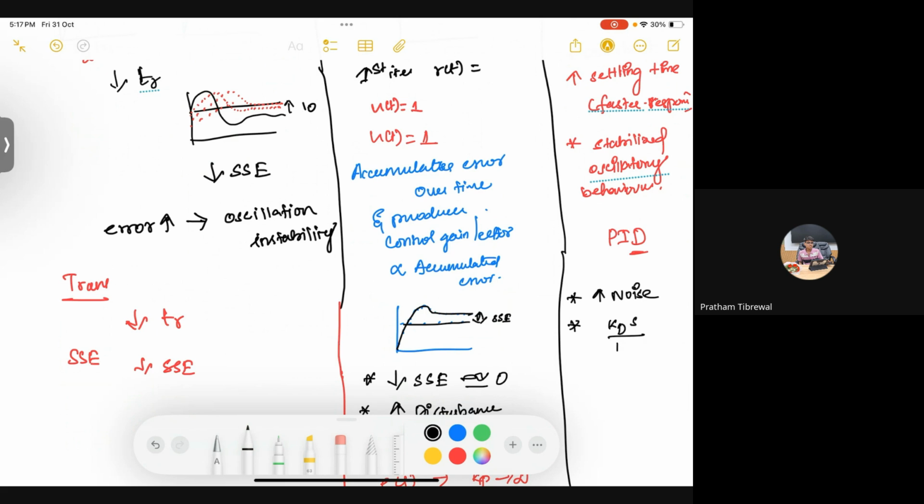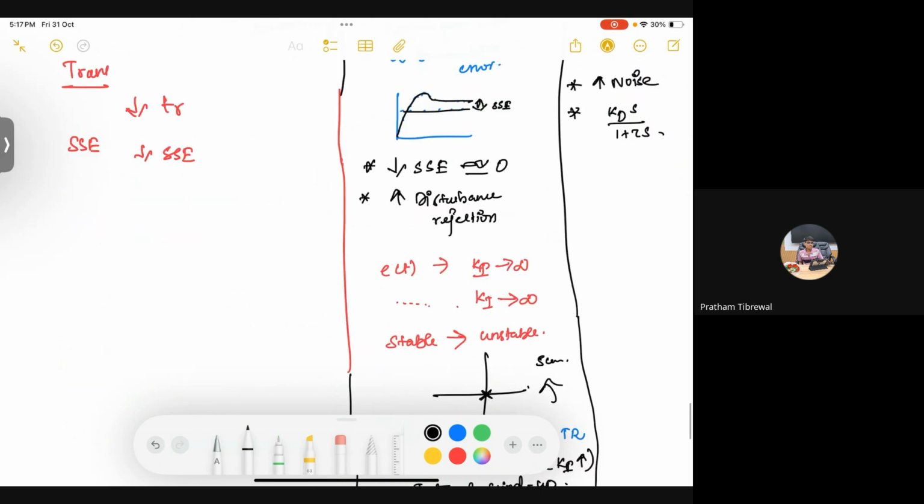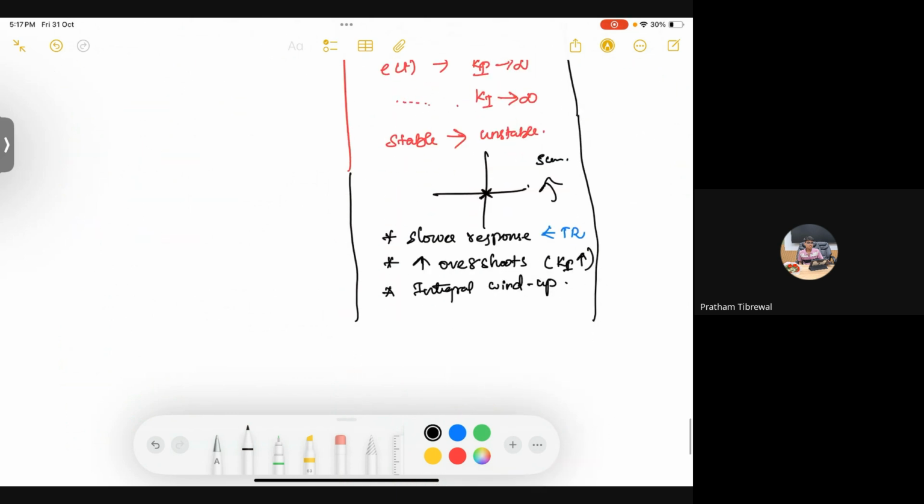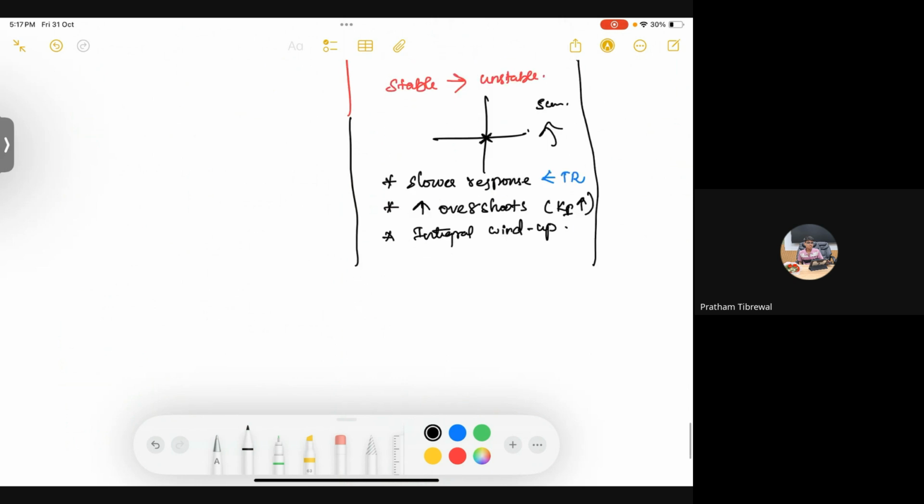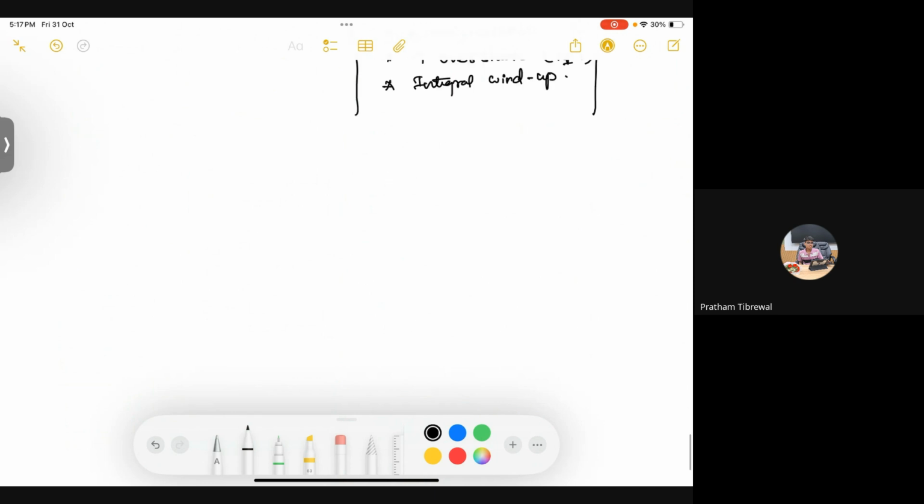K_D s divided by 1 plus tau s. We have to implement it a little differently than that. It should be a filtered derivative, not a direct derivative. So when we want to compare all this, I am taking P, I, and D. So your control action would be u of t, I'm going to write, right?